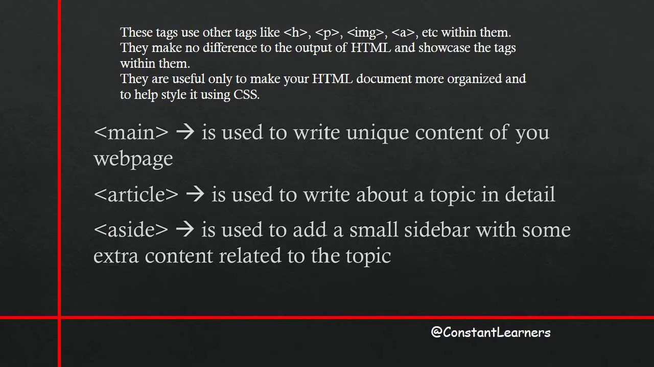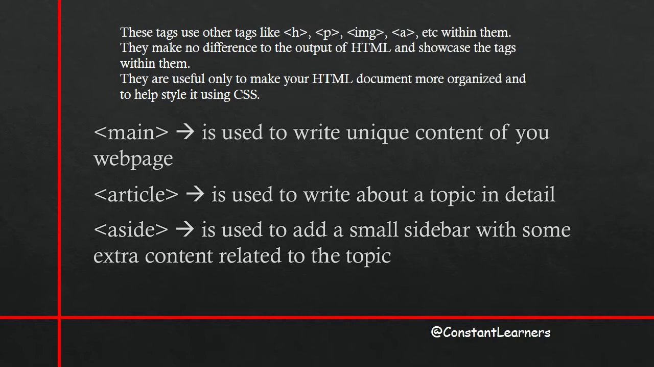Now the first tag that we are going to see is the main tag. Now main tag is used to write unique content of your web page or of your document. Unique content means what? Something that is not going to be repeated anywhere else. Not in your navigation bar, not in any other paragraphs, not in any sidebars, nowhere else. So that content we are going to be including in our main tag.